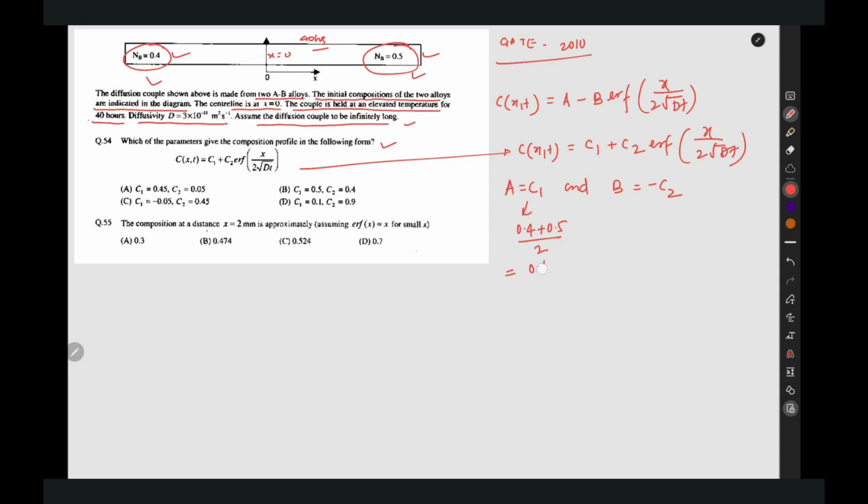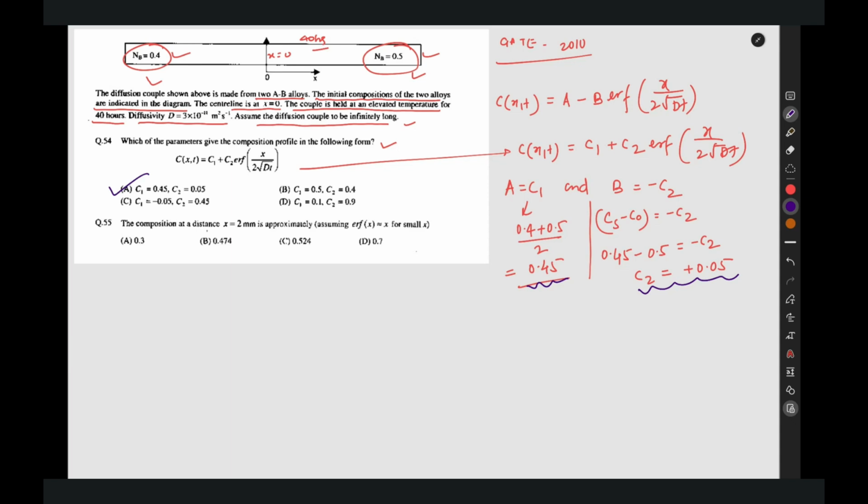It will be 0.45. And we know that now Cs we have got as 0.45 minus C0, the bulk concentration, which is 0.5, equal to minus C2. So C2 equals plus 0.05. C1 is 0.45, C2 is plus 0.05. So option A is correct.